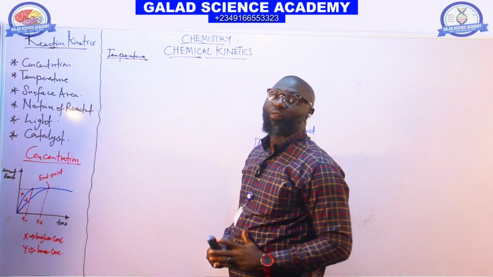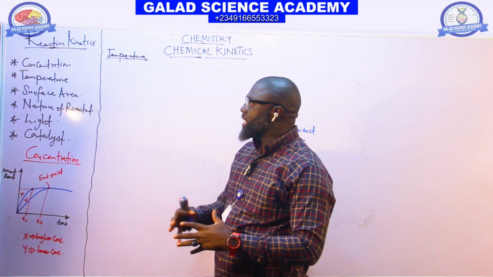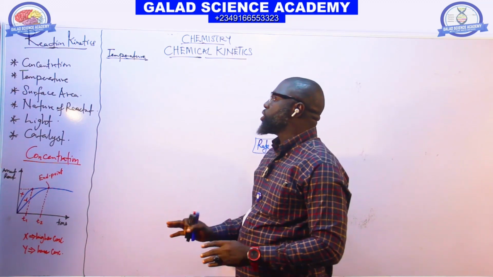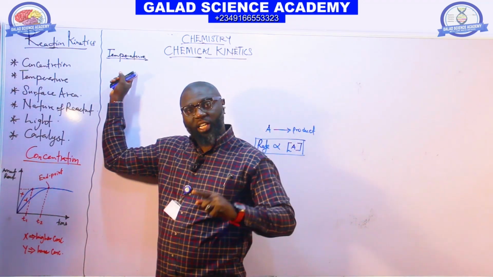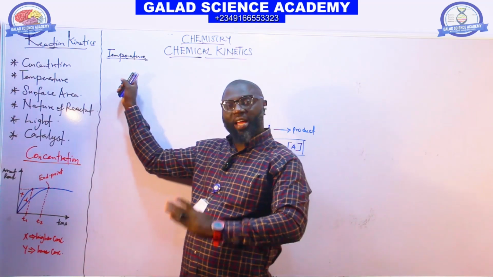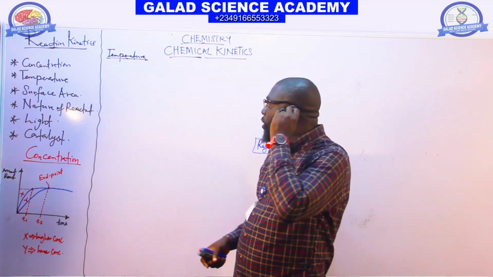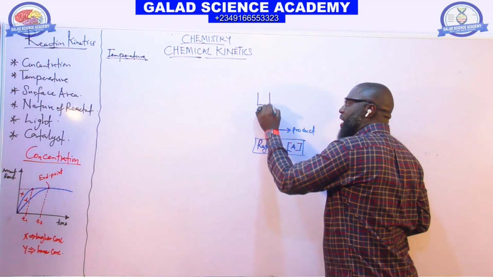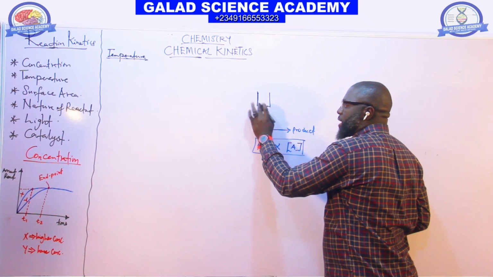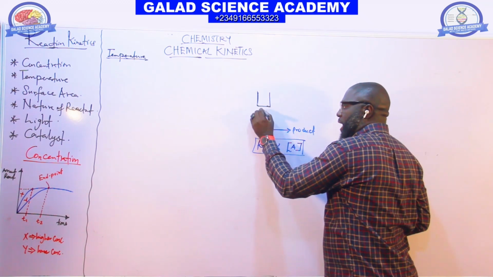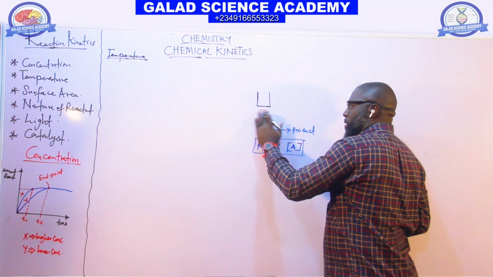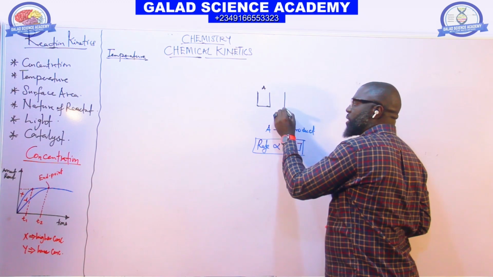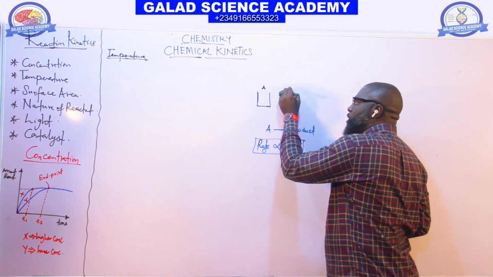When the temperature of the reaction is increased, the rate of reaction also increases. But when the temperature of a reaction is decreased, the rate of chemical reaction also decreases. For example, let me use this as a case study. If you have a beaker here, this is beaker A, and we have another beaker, beaker B.